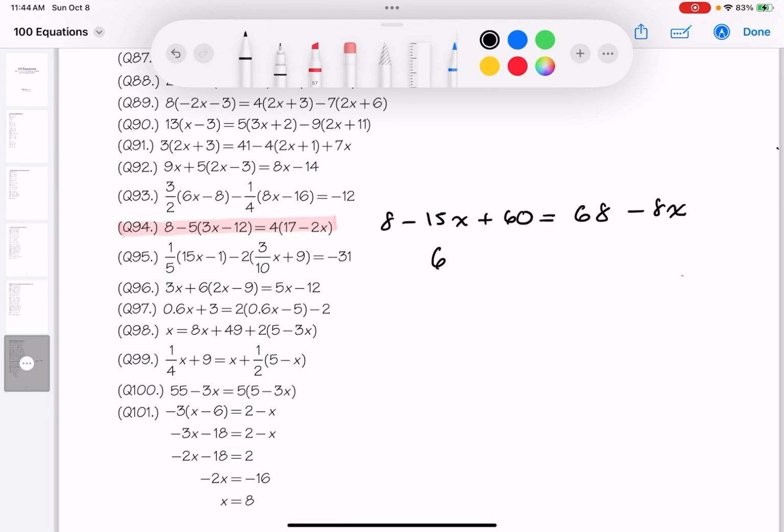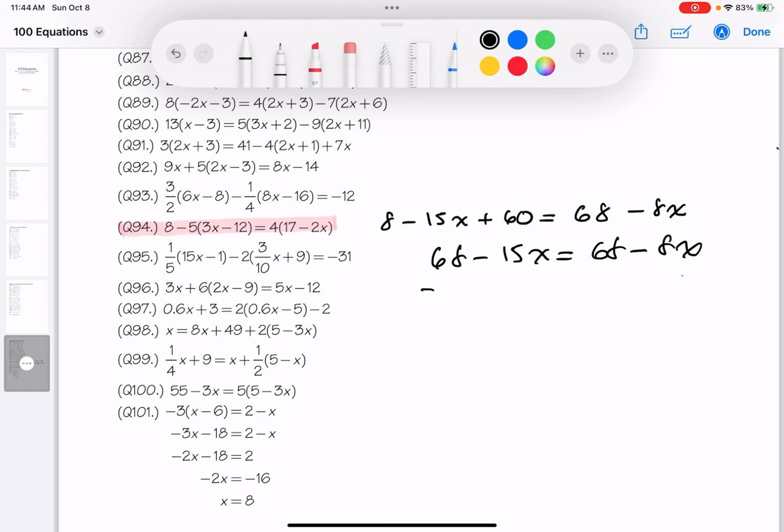What do you get over here? 68 minus 15x, 68 minus 8x. Let me just check myself for a second. 8 minus 15x, and 5 times 12 is 50 and 60. Yeah, it looks pretty good. And 4 times 17, 40 and 28. Yeah, 68. Yeah, minus 8x.